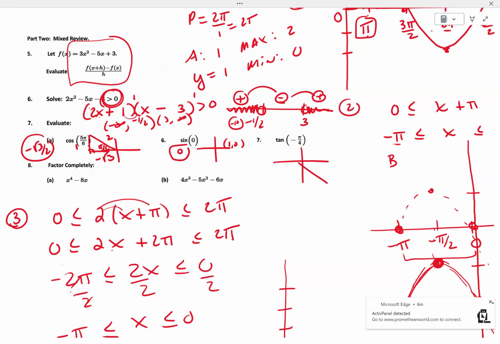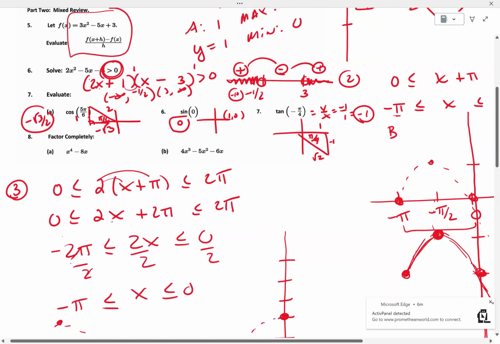And negative pi over 4 kicks me down here, guys. It goes clockwise. 1, 1, and root 2, but that gets the negative. Tangent is y over x. Negative 1 over 1 is negative 1. And we got to just reinforce that factoring.